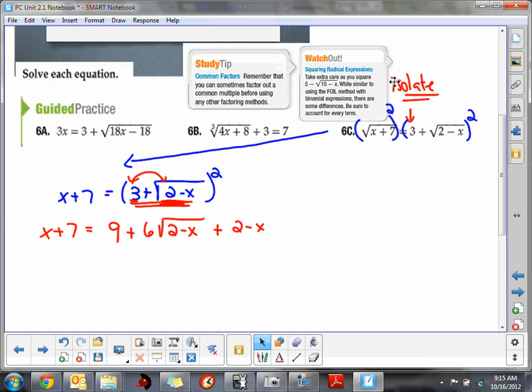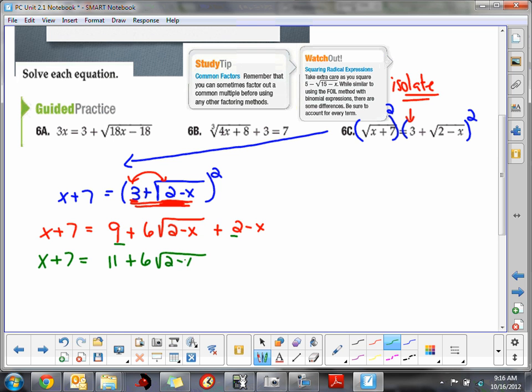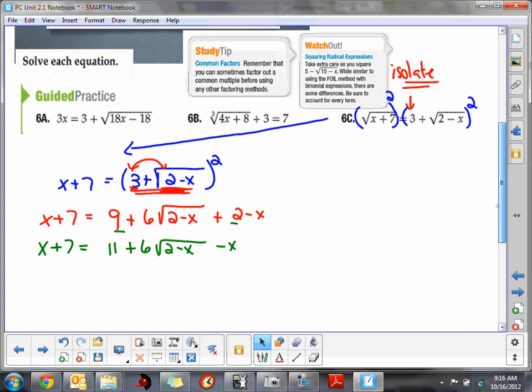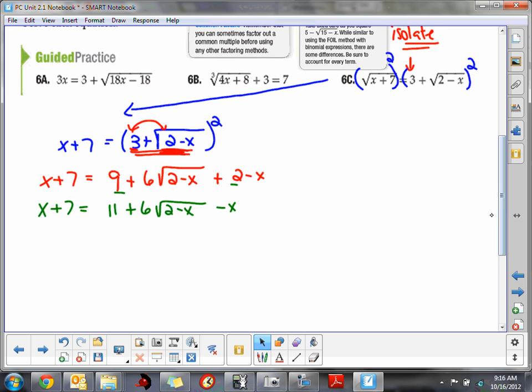So we didn't completely get rid of our radicals. We still have one radical left, but we have improved our position. We went from 2 radicals down to 1. We're going to clean this up. We'll collect all the like terms that we can. The 9 and the 2 are like terms, which give us an 11, plus 6 times the square root of 2 minus x, minus x. Now we're down to just one radical left in our equation, so now we can try to isolate that radical, and that's going to be our strategy.